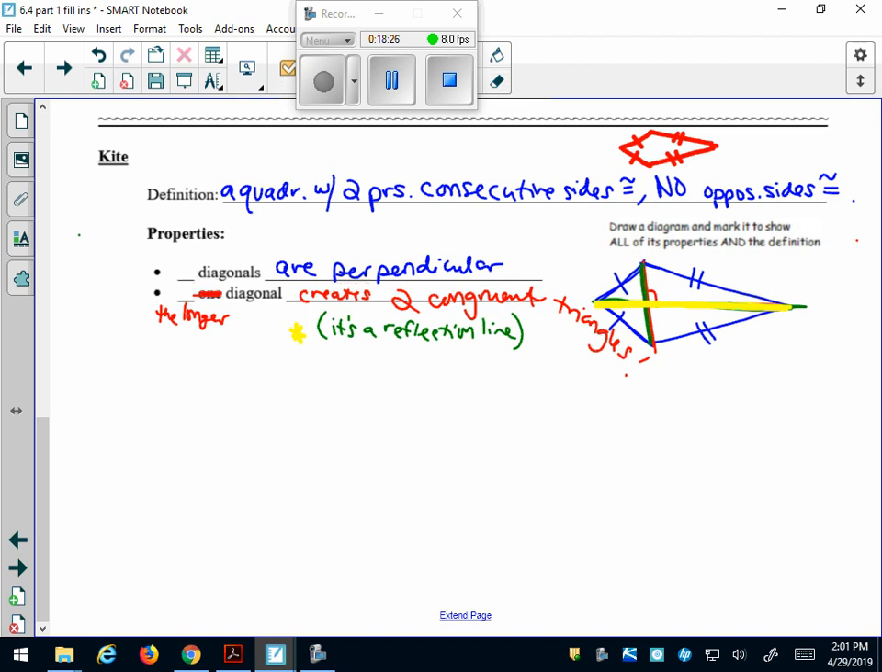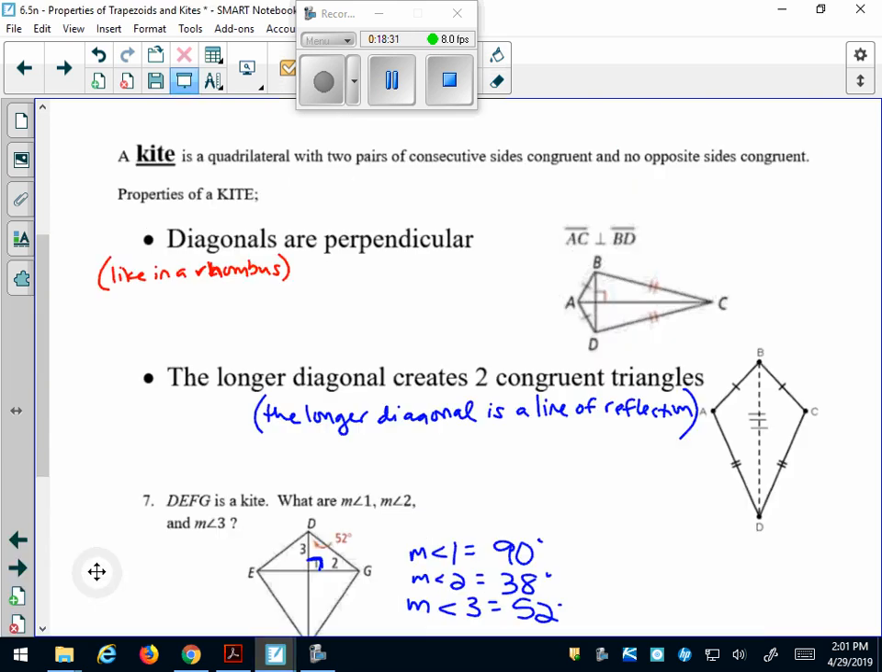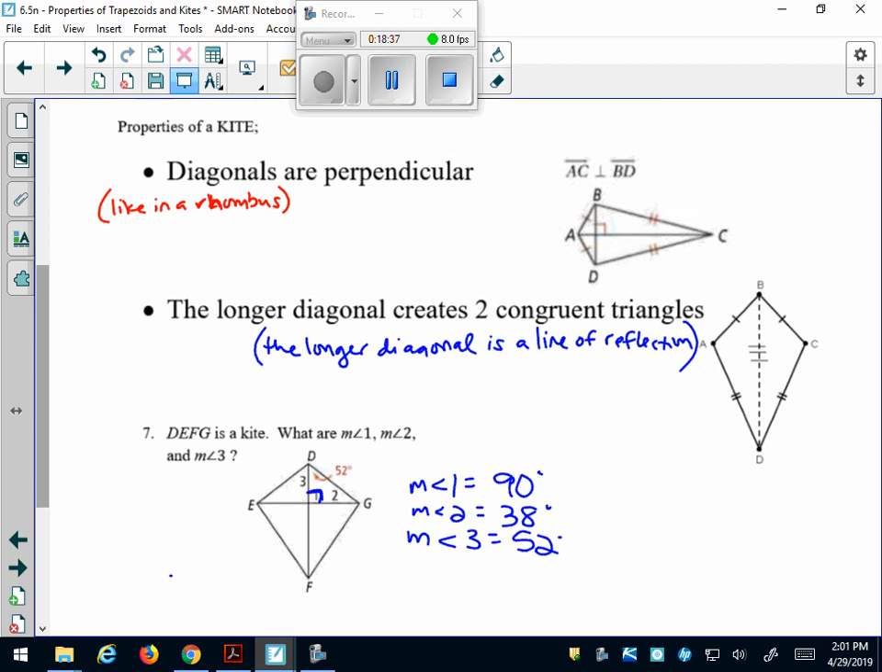Okay, so that pink sheet should be complete now. Let's go back to our other notes. And again, the 2 properties here, diagonals are perpendicular. What was the other shape that had perpendicular diagonals? Rhombus. Rhombus has perpendicular diagonals. So I kind of made a note of that. Sometimes it's good to make connections in your head there. And the longer diagonal creates 2 congruent triangles.